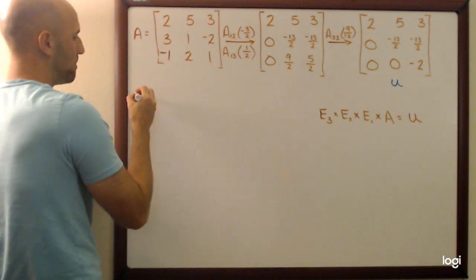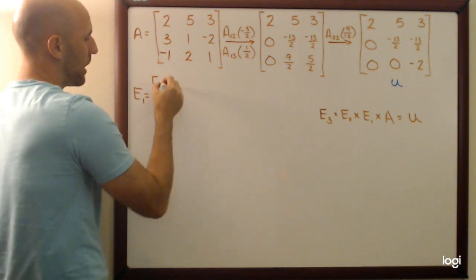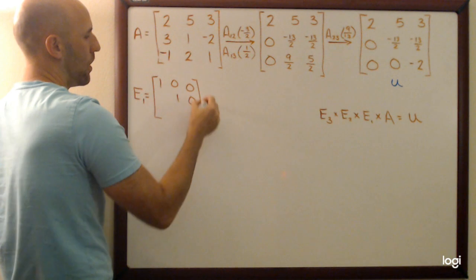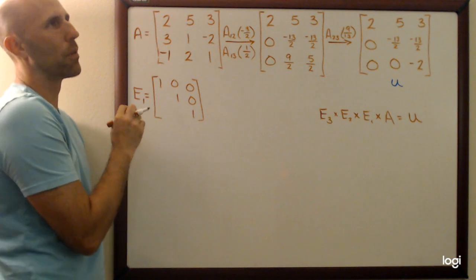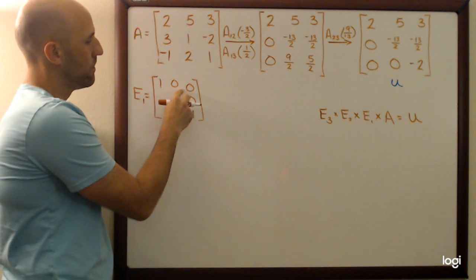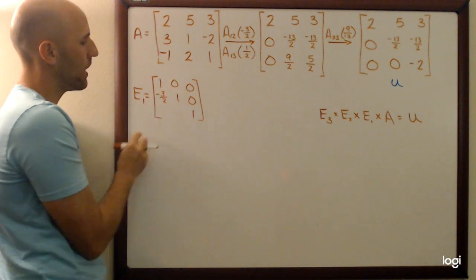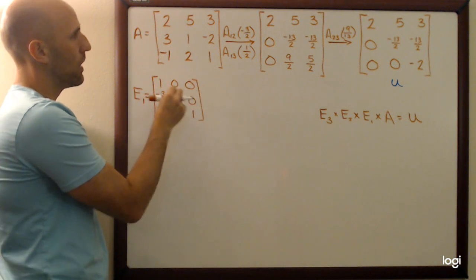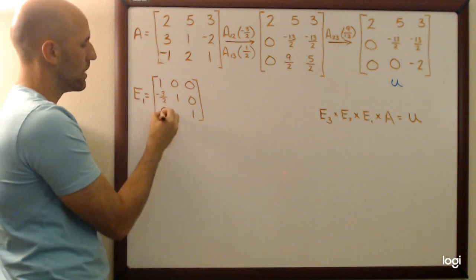So let me write those down. E1 would be the 3 by 3 elementary matrix where A12 negative 3 halves had been performed on the identity matrix. Well, what would A12 negative 3 halves do? Well, it would take row 1 and it would add a negative 3 halves right there. Again, the first row is 1, 0, 0. So it would be 1 times negative 3 halves plus the 0 that's already here. These make zeros. So that's the only change.